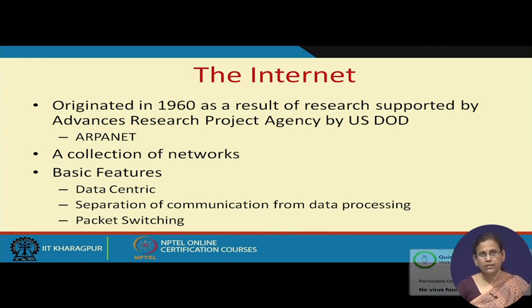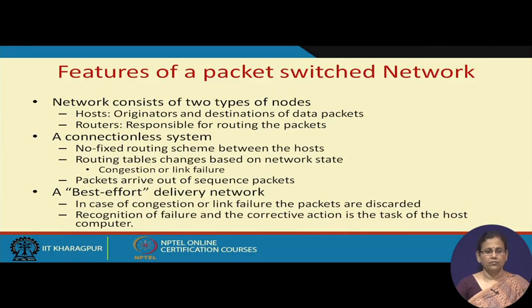Let us try to understand what is the idea of a packet switched network. Here, the network consists of two types of nodes. Some are called hosts and some are called routers. The hosts are the two end systems. For example, you are sending data from your e-business web server to the customer. Then customer's system is one of the hosts, your server is another host. So, this is the originator and destination of data packets.